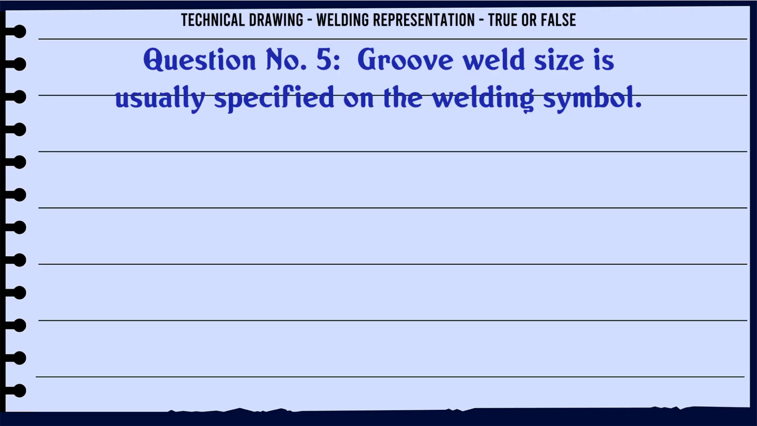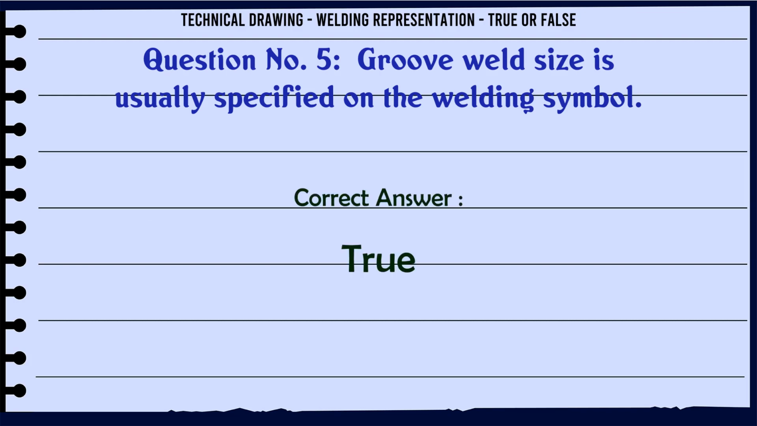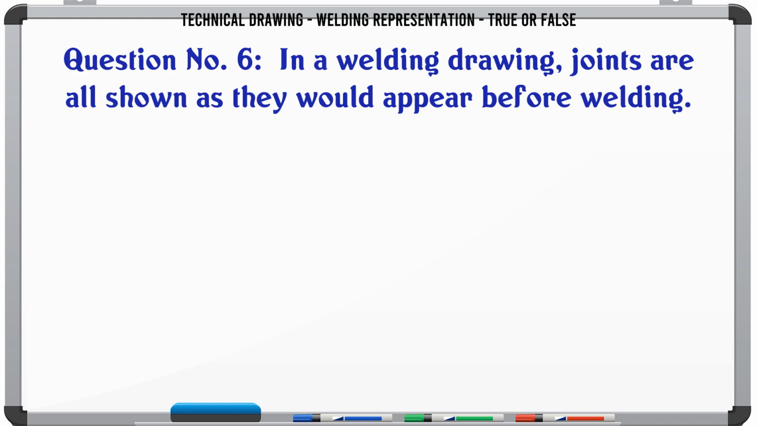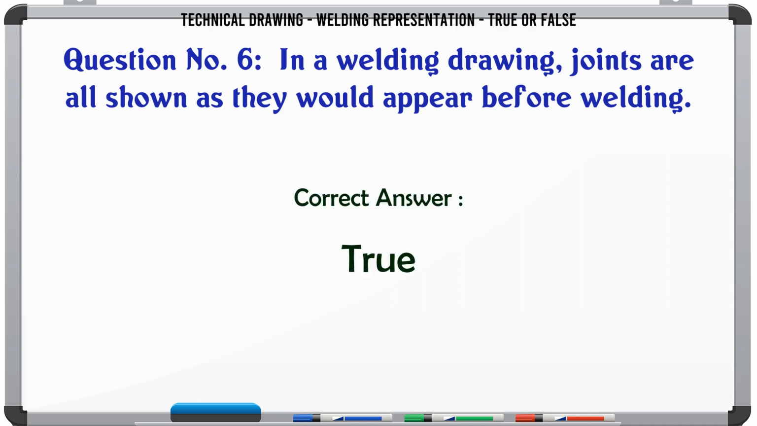Groove weld size is usually specified on the welding symbol. True or false? The correct answer is true. In a welding drawing, joints are all shown as they would appear before welding. True or false? The correct answer is true.